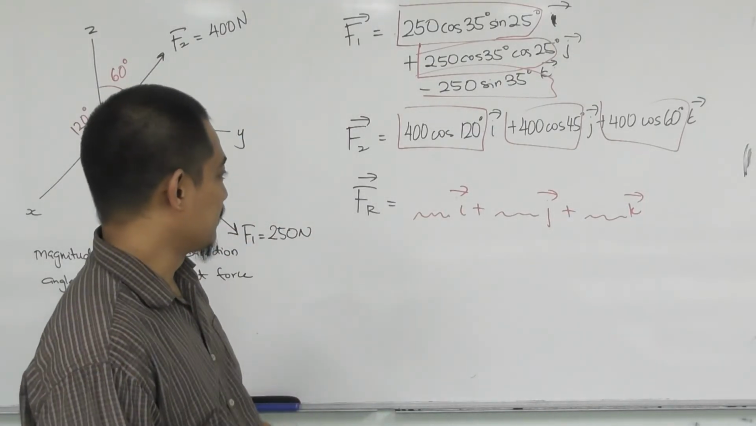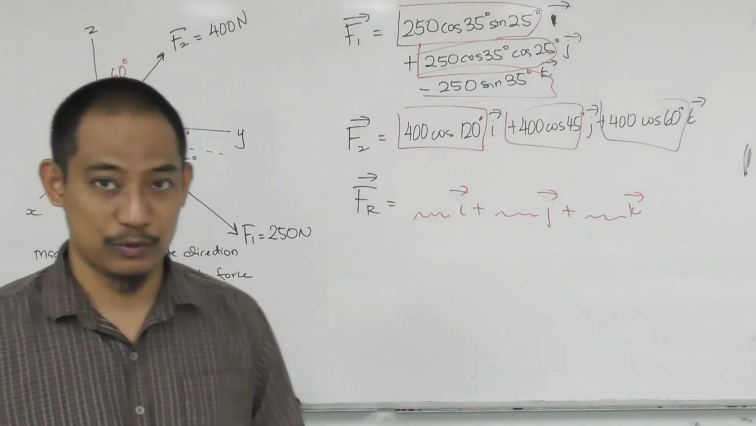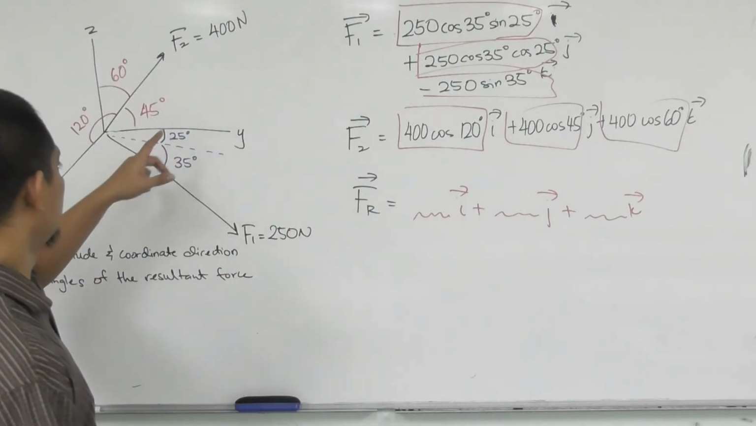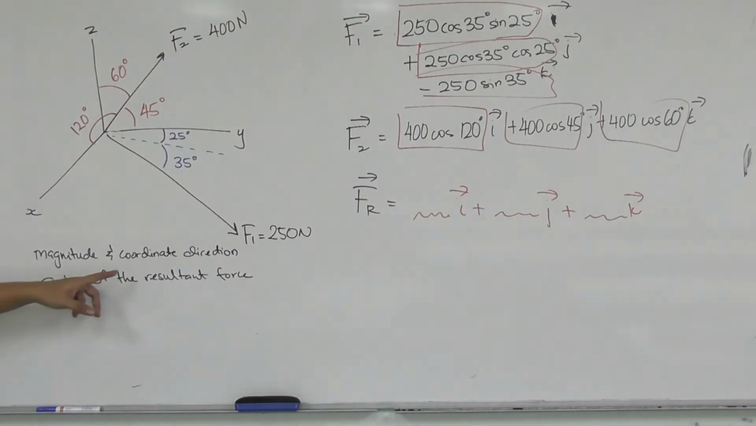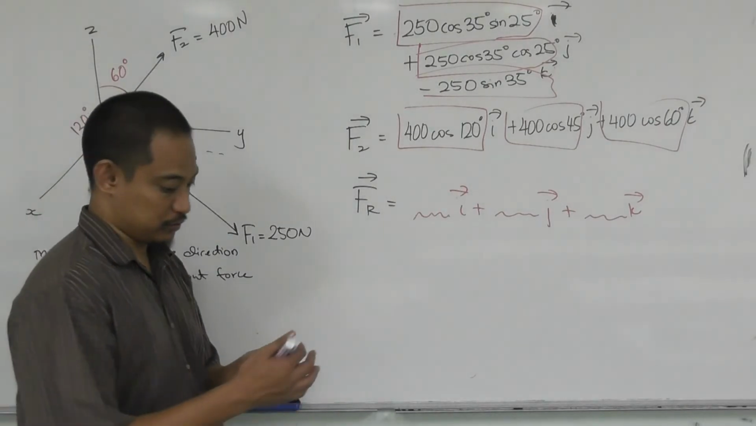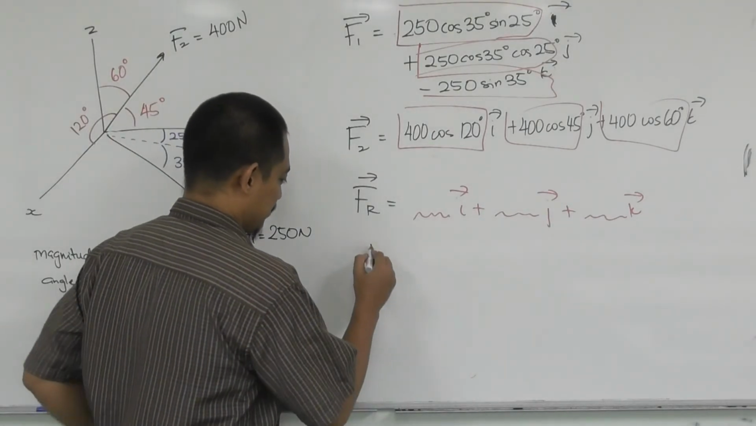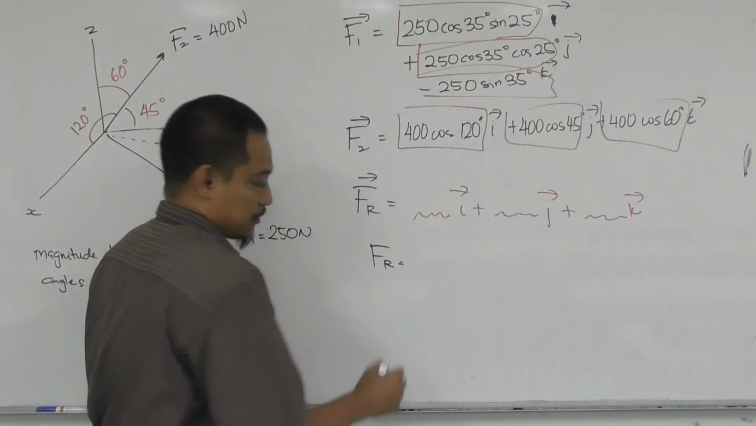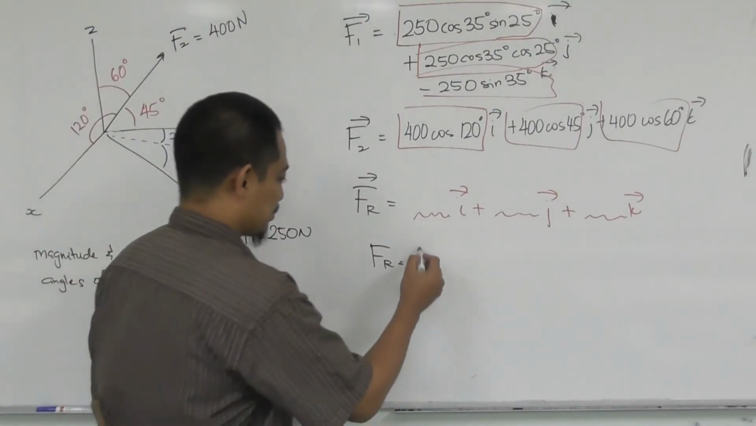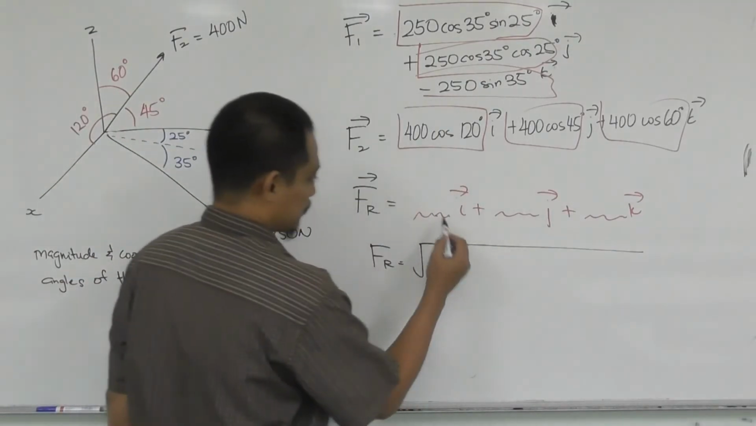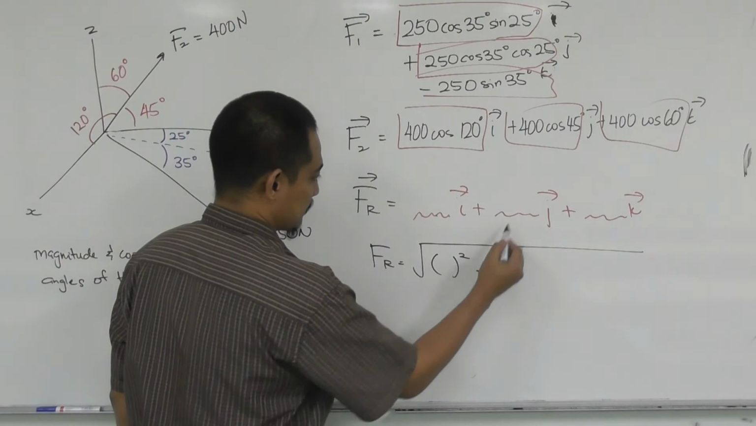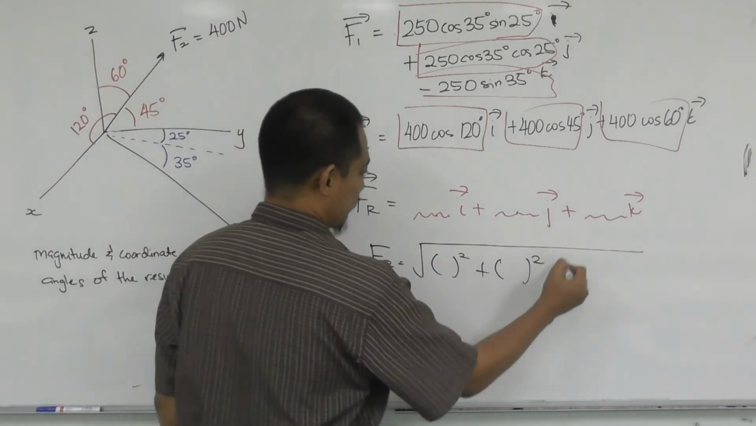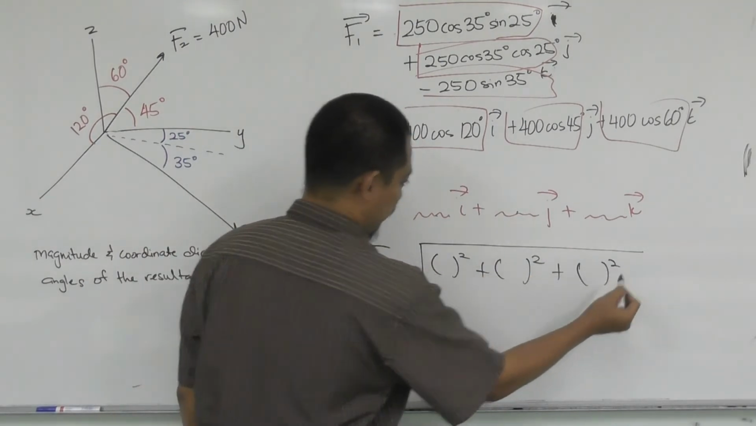Once you get this one, have you actually answered the question? Refer back. What's the question? What is the magnitude and coordinate direction angle? Right? So meaning this is not yet over. So the question one, what is the magnitude? So how to do this? It's simply just the square root of this one squared plus this one squared plus this one squared.